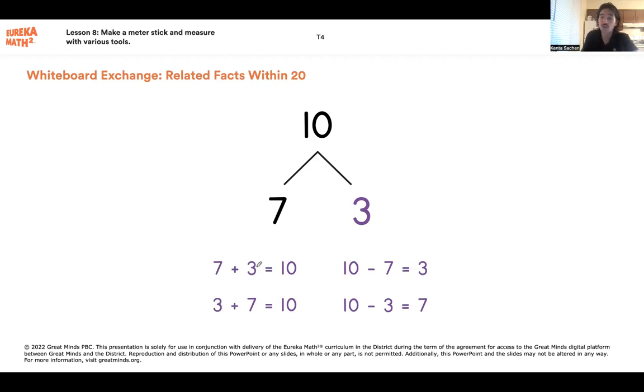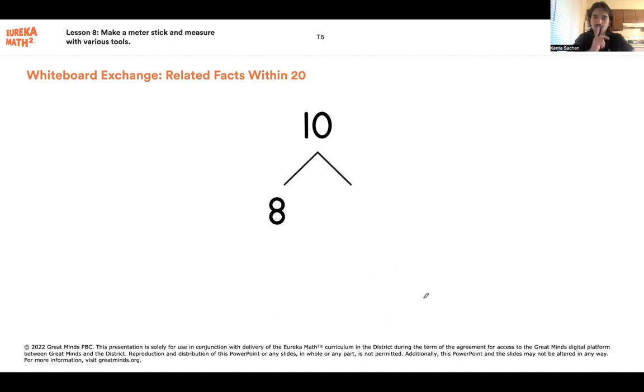7 plus 3 equals 10. 10 minus 7 equals 3. 3 plus 7 equals 10. And 10 minus 3 equals 7. Good work. Okay, we got another one. Raise your hand if you have an answer. Okay, loving the hands I'm seeing. Good work.